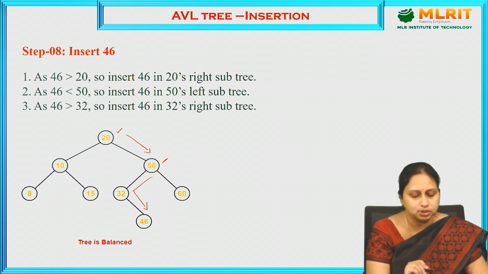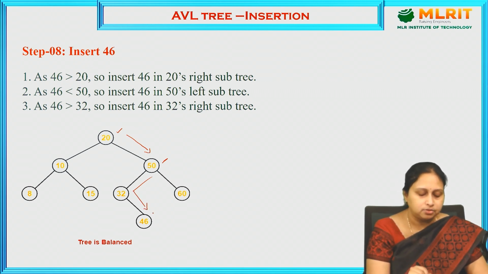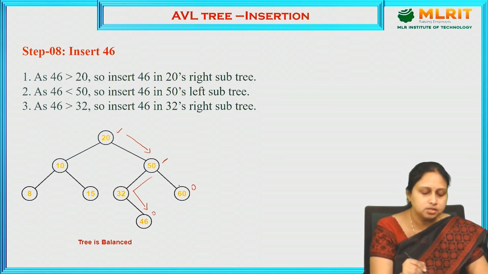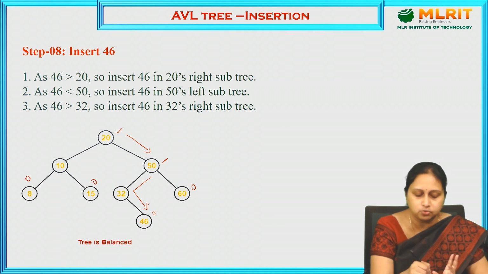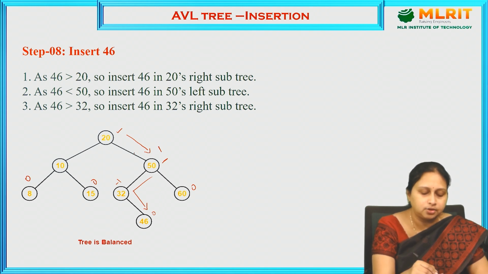After inserting, check for the balance factor. This is 0, 0, 0, 0. Only after inserting, that is when you can verify. No need to verify the remaining nodes. And this is minus 1. And this is 2 minus 1, which is 1. And here you have 1, 2, 3.